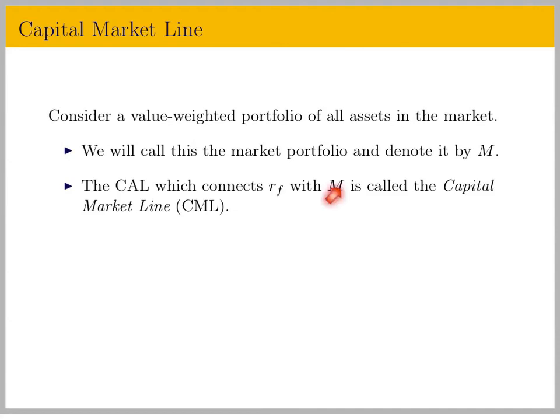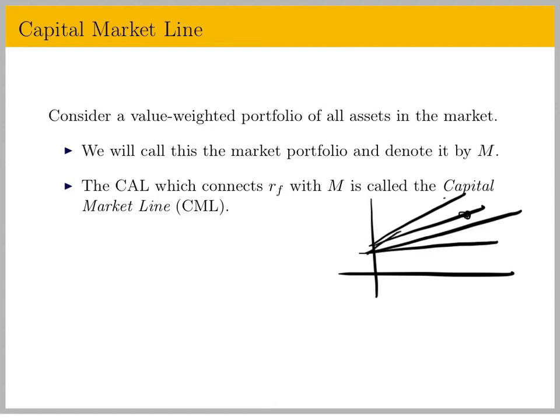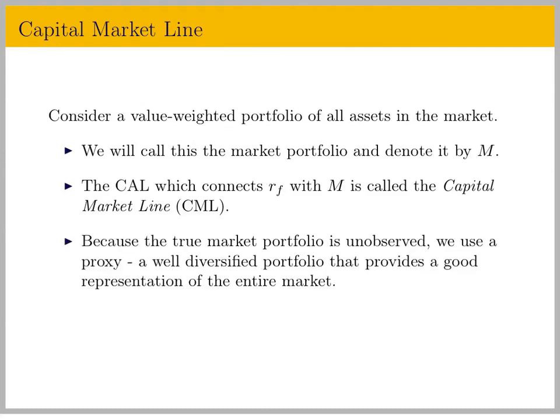The capital allocation line that connects RF with portfolio M, the market portfolio, is specifically called the capital market line. A capital allocation line could be a line that connects RF with any portfolio P. Pick any portfolio and you can have many capital allocation lines coming out of RF. But only one of those lines connects to the market portfolio M, and that is the capital market line.